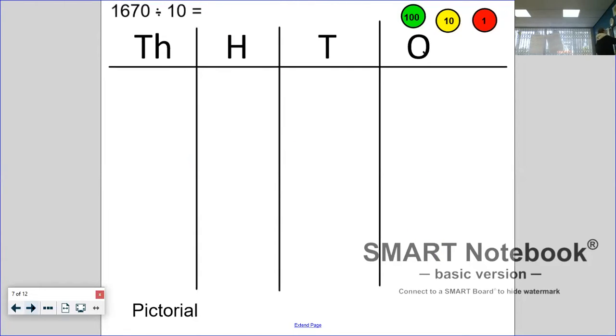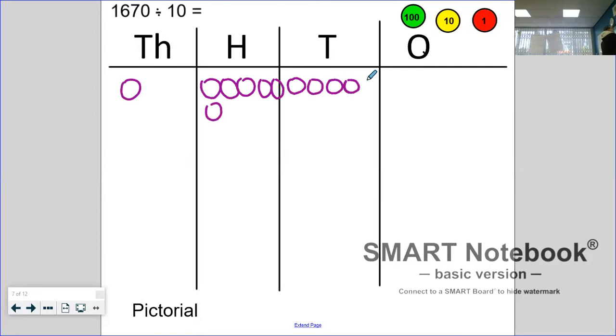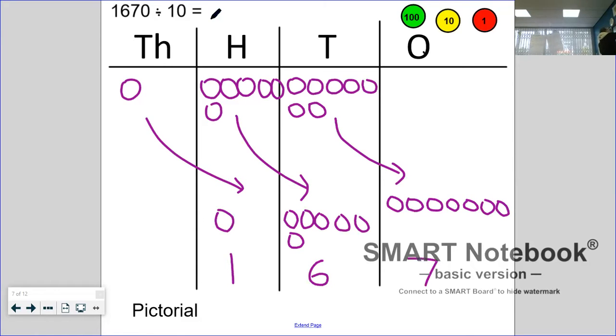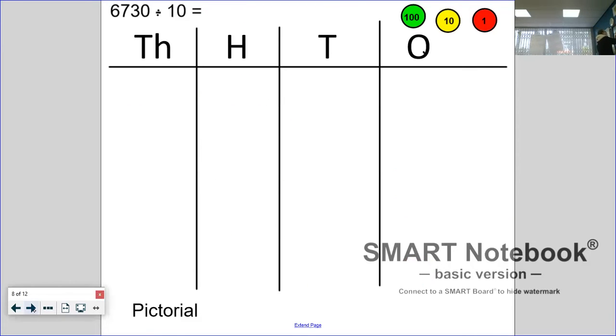Right, let's do the next one. So I've got 1,670. Now I'm dividing by 10. So my tens are going to come over to my ones. 7 ones. Hundreds go down to my tens. 6 tens. And my 1,000 comes to my hundreds. So now I have 167.